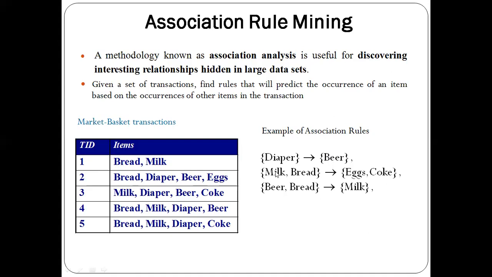In the same way, if milk and bread are bought, then eggs and coke may also be bought, or if beer and bread are bought, then milk is also bought. One more: if a person buys bread, then he is also going to buy milk. So this is one kind of purchasing behavior that is analyzed by businesses, organizations or retailers.